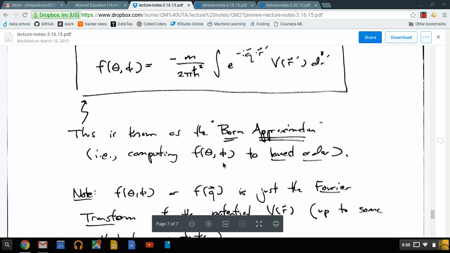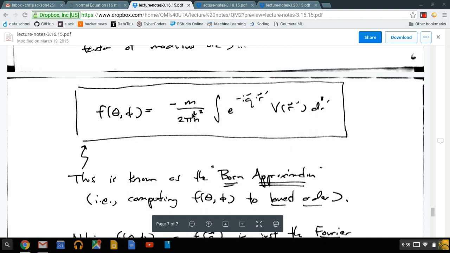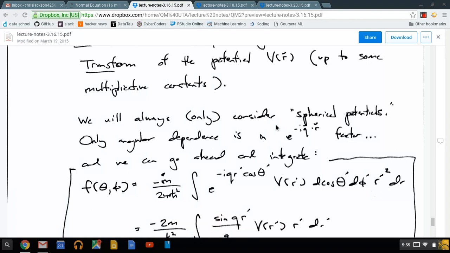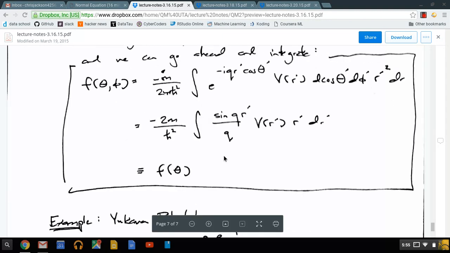Okay, and it's interesting to note that this thing, if you forget about these factors out in front, looks a lot like just the Fourier transform of the potential. Okay, and because we're only considering spherical potentials, we can always simplify this. So we could go ahead and actually do the phi integration, right? Because the exponential doesn't depend on phi. So we could actually go ahead and integrate this thing and get something that looks like this, right? Remember now Q just depends on theta and basically the initial energy.